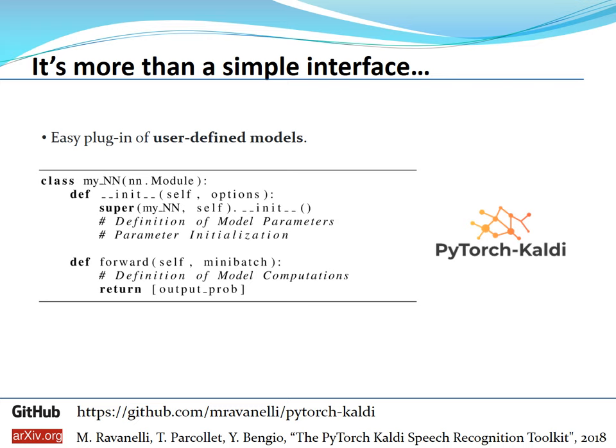We wrote a lot of documentation about how to do it, but what you basically have to do is write a Python class based on two methods. The first one is just for initializing your parameters, and the second one, the forward method, is to define the computational chain. This is a rather interesting characteristic of PyTorch-Kaldi because it allows people to plug in their model even without being 100% familiar with the complex pipeline that characterizes a modern speech recognition system.